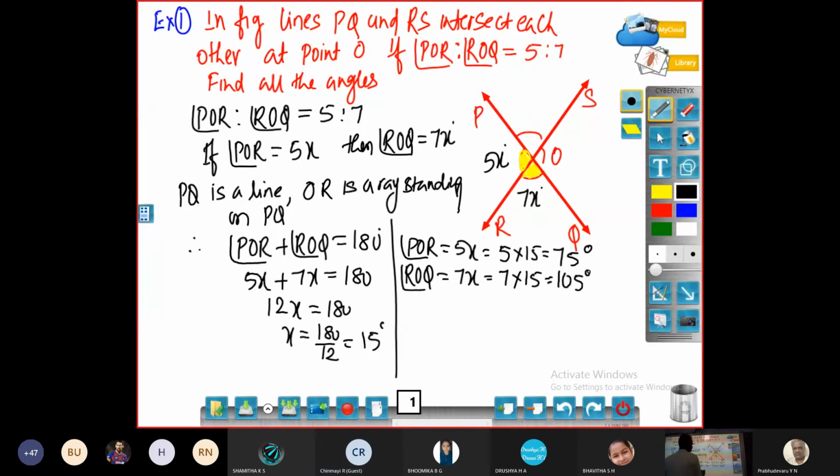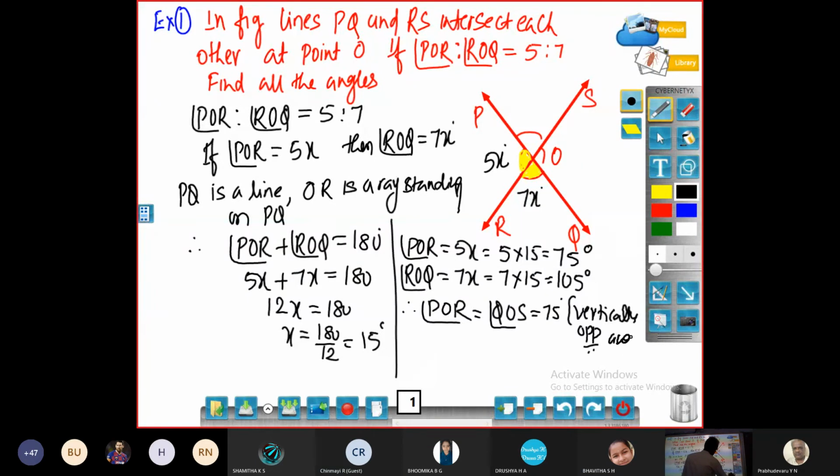We got POR. So in the diagram, POR is the same as QOS. Can you tell me what is the reason? Sir, because they are vertically opposite angles. Vertically opposite angles.